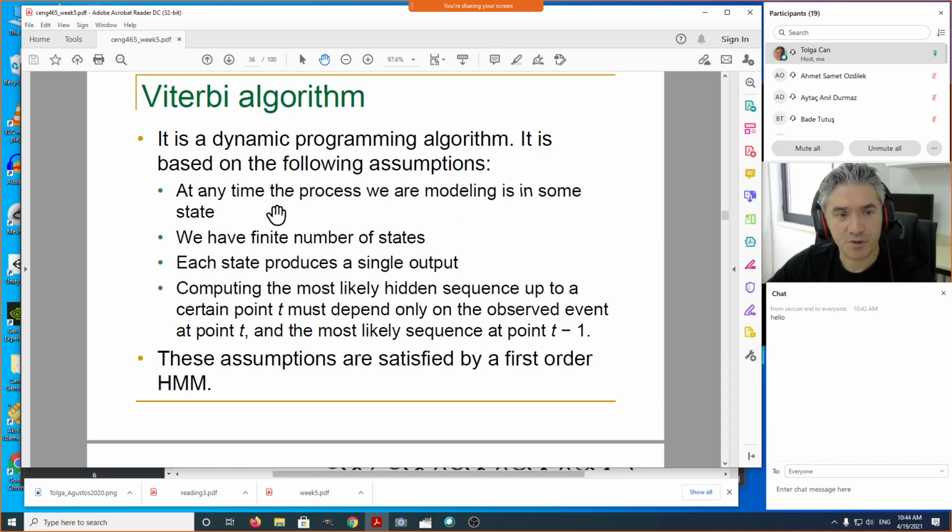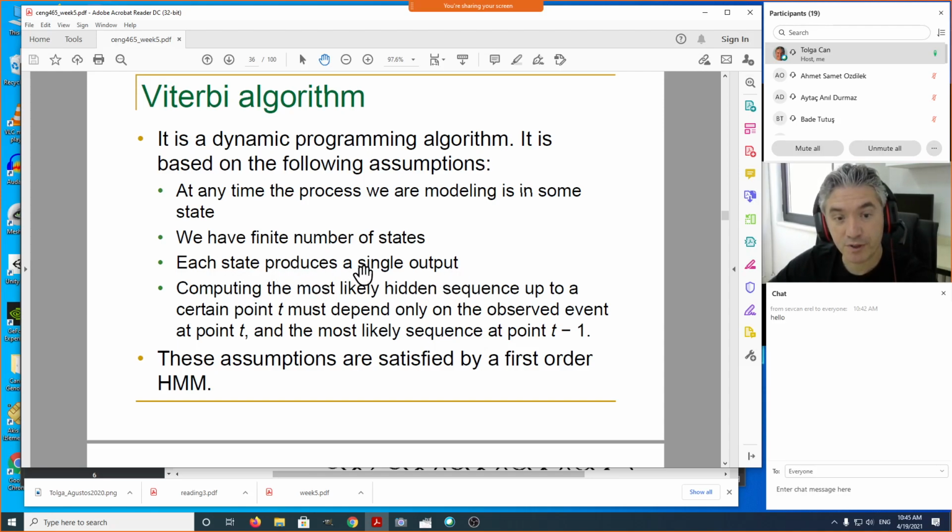Let's look at the following assumptions. At any time, which here corresponds to any column of a multiple sequence alignment, or any position of your protein sequence, the process we are modeling is in some state. That's true for our profile hidden Markov model. At any position in our protein sequence, we are at some state. Every one of those columns in a multiple sequence alignment models some state. And we have a finite number of states. That's also true: our protein profile families are finite.